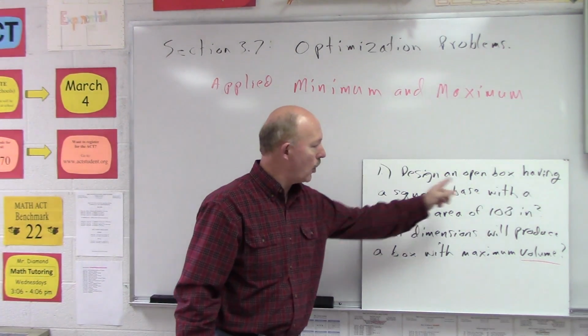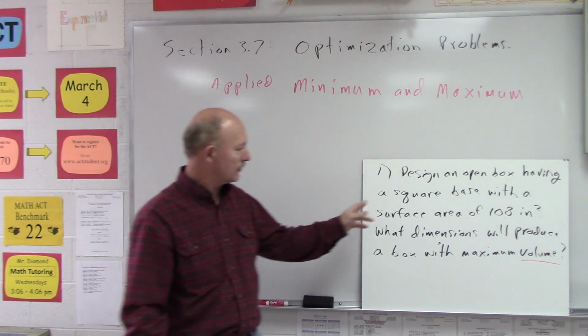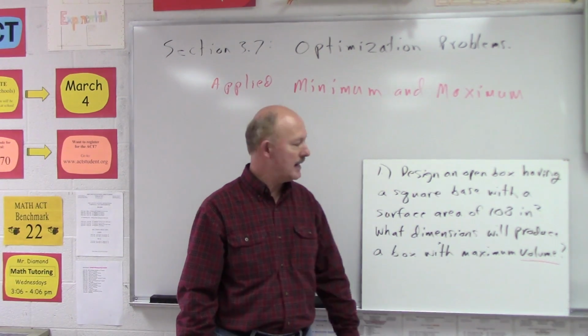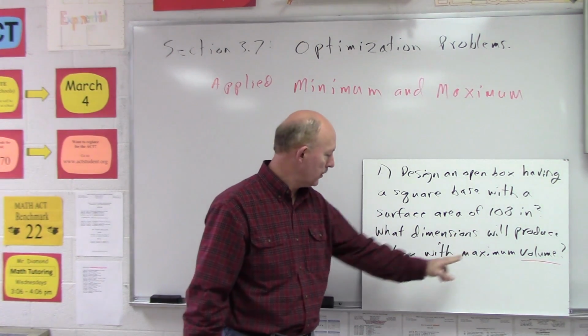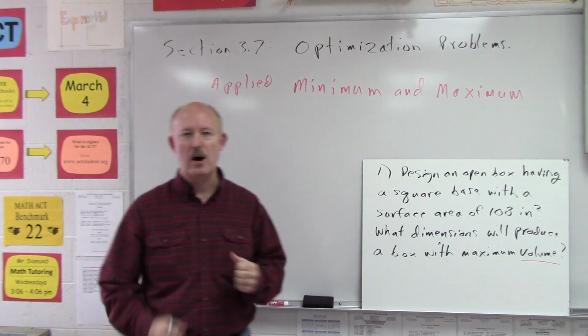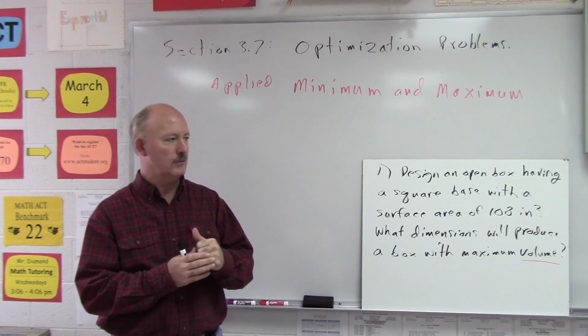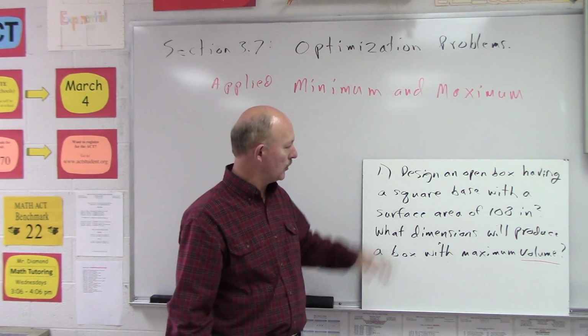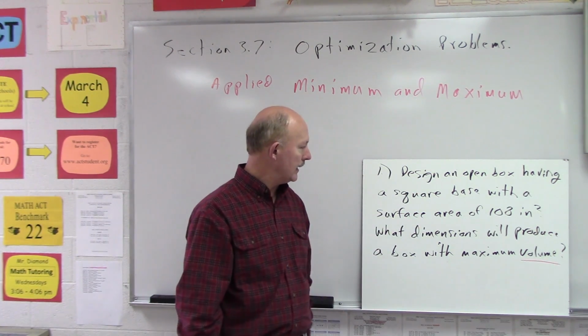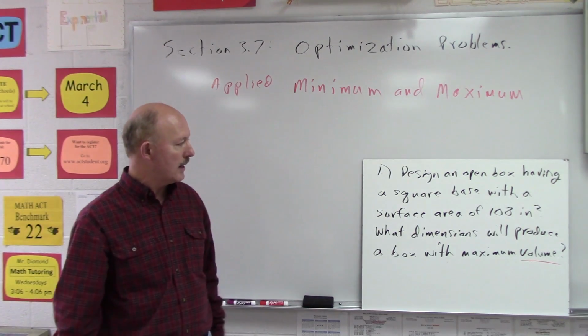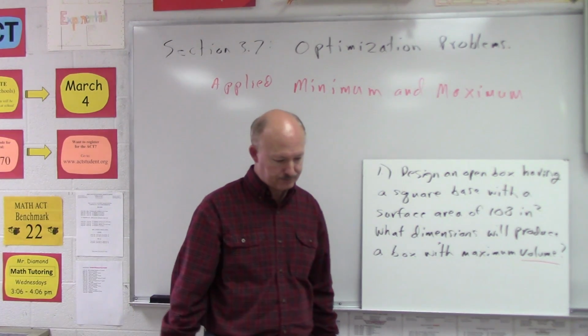We're going to design an open box having a square base with a surface area of 108 square inches. What dimensions will produce a box with the maximum volume? So what will be the dimensions of a box with a maximum volume? And once again, it's an open box, so open at the top, having a square base with a surface area of 108 square inches.